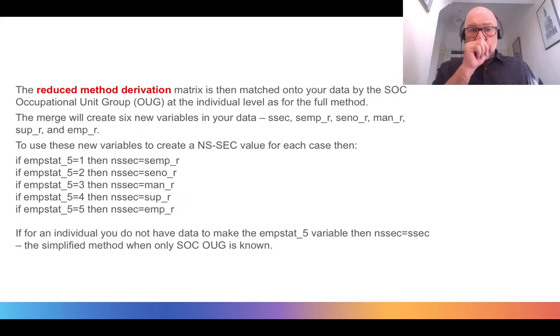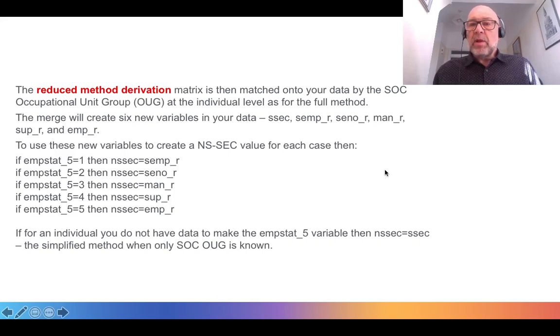And similarly for the reduced method, you match on the reduced derivation matrix in a similar way. This time the merge creates 6 new variables, these listed here, and then the code is similar. If your employment status variable with 5 categories is equal to 1, 2, 3, 4, 5, then your NSSEC are these corresponding new variables. And similarly, if you don't have the data to create the employment status 5 variable, then you can use the SSEC simplified column in your data.